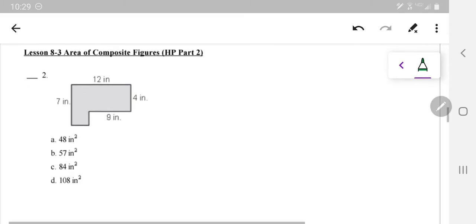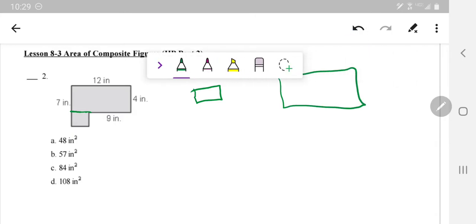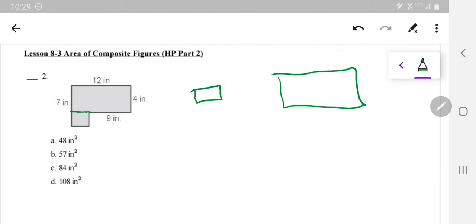All right, next one, number 2. Let's do it. Now there's several different ways you could chop this up. All right, I'm going to show you where I'm just going to chop this little piece off here, and I'm going to have a small rectangle, and I'm going to have the large rectangle. You could chop it up, let's see, different color here. You could chop it up like this and make a rectangle like that and a rectangle over here. All right, you're going to get the same answer as long as you do it correctly. But I'm just going to show you this method this way here.